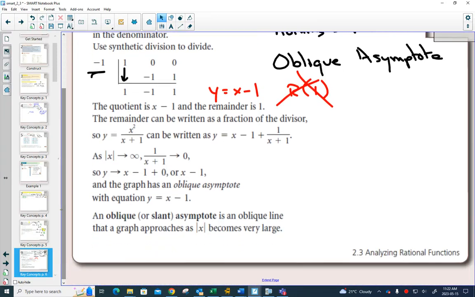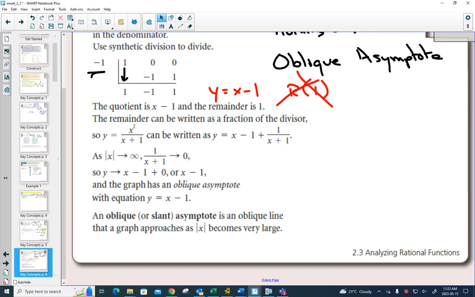So these are the 3 different situations for horizontal and oblique asymptotes. Degree is bigger on the bottom, horizontal asymptote at y equals 0. Degrees are the same, horizontal asymptote at the ratio of the coefficients. If the degree is bigger in your numerator, and nothing simplifies, no holes or anything like that, you're going to get an oblique asymptote.